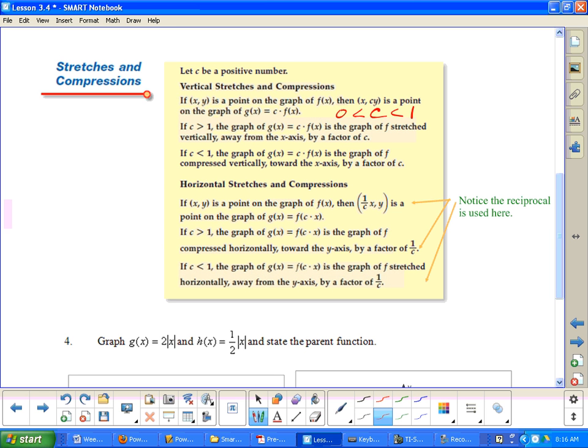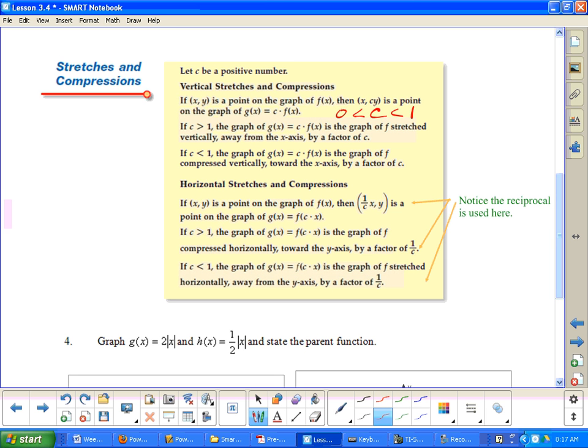Horizontal stretches and compressions. Notice where the C is at here, inside the parentheses, f of C times x. That means it's horizontal. But also notice that it's the reciprocal. So if it says f of 3x, that actually refers to a compression horizontally by 1/3. It's a reciprocal. What's the reciprocal of 3? 1/3. And if it said that it's by a factor of 1/5, then actually that's a stretch of 5.